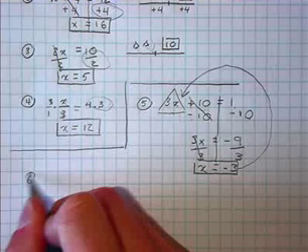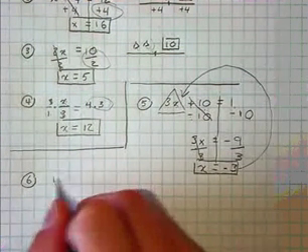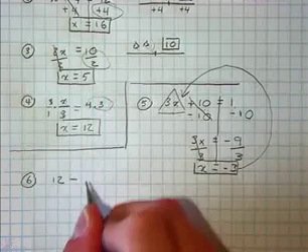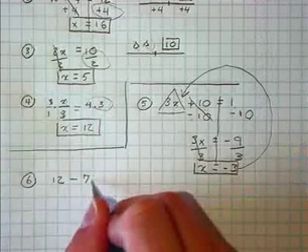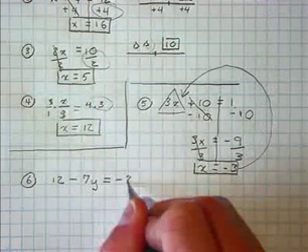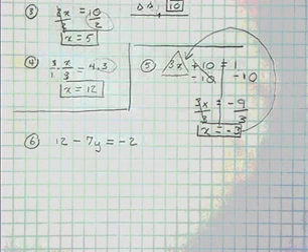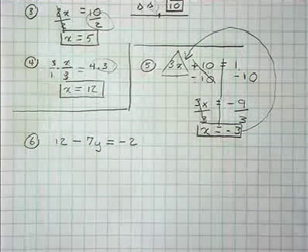Number 6. 12 minus 7y equals negative 2. Based on what we've done so far, I want you to try and do that one on your own.